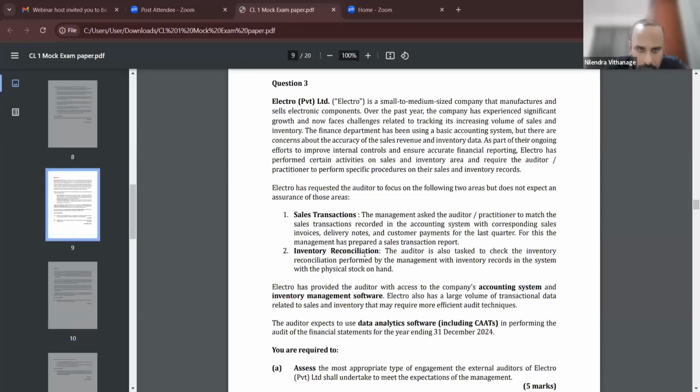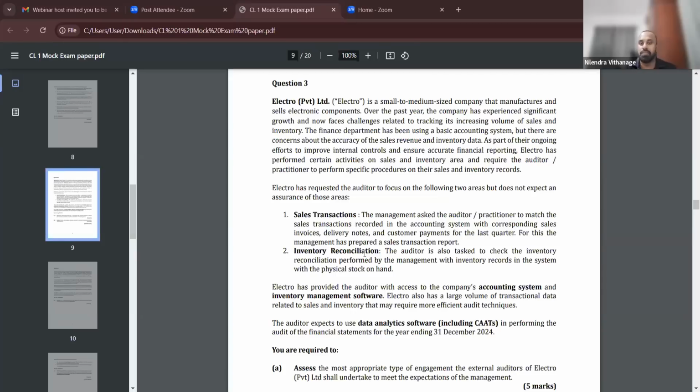Okay. Sales transactions: the management asked the auditor or the practitioner to match the sales transactions recorded in the accounting system with the corresponding invoice, delivery note, and customer payments for the last quarter. For this, management has prepared a sales transaction report. So match what? Transactions recorded in the system with the relevant invoice and delivery note. Do a reconciliation, no assurance, only procedures.